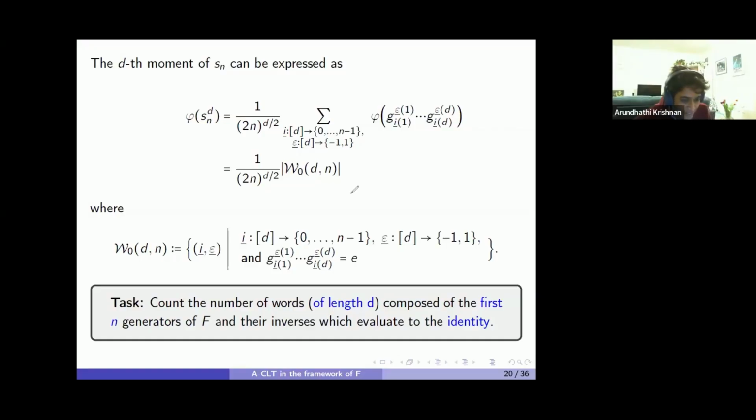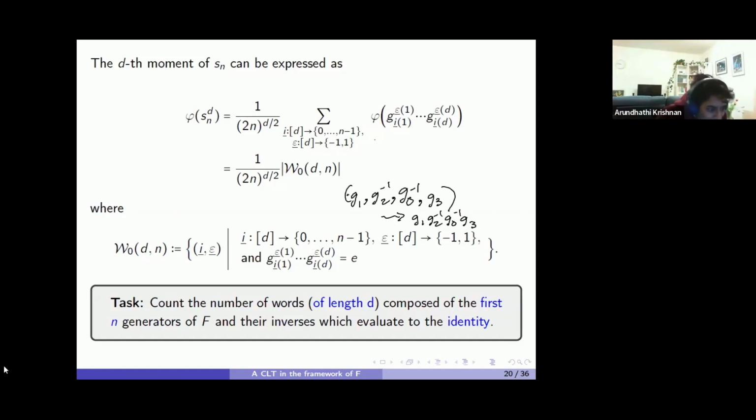Okay, so a word, for example, could be something like G1, G2 inverse. I'm not saying that this is equal to the identity, I'm just writing down an example. I'm thinking of it as a word, but really this is going to evaluate to the product G1, G2 inverse, G0 inverse, G3. But it's useful to think about it as a word because then you can see all the possible ways in which you can have a word of length d which will give you a product equal to the identity. So that's really what our task boils down to.